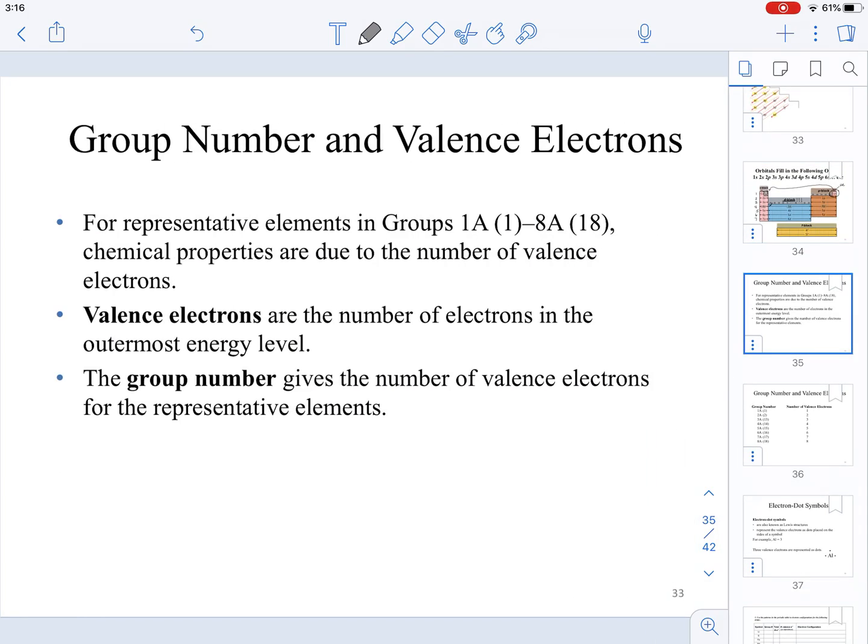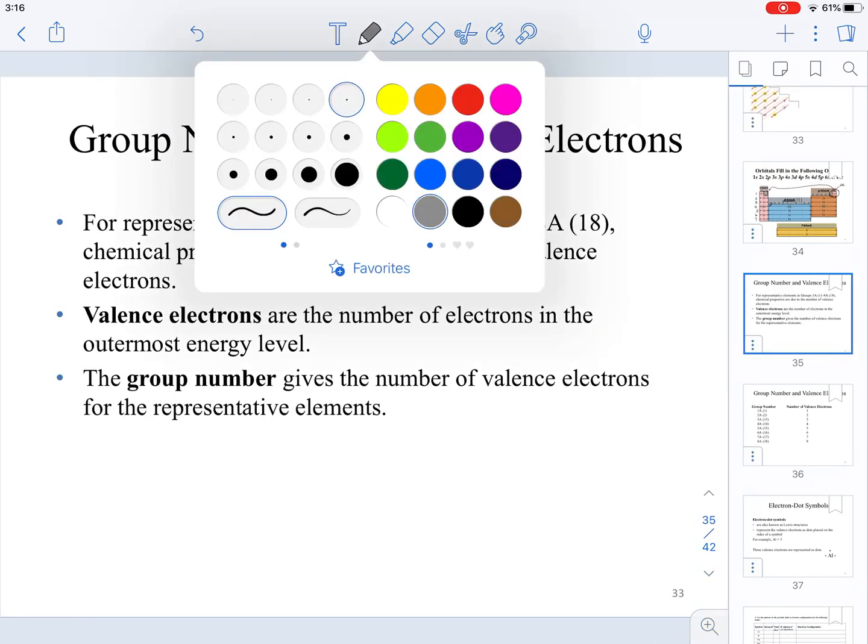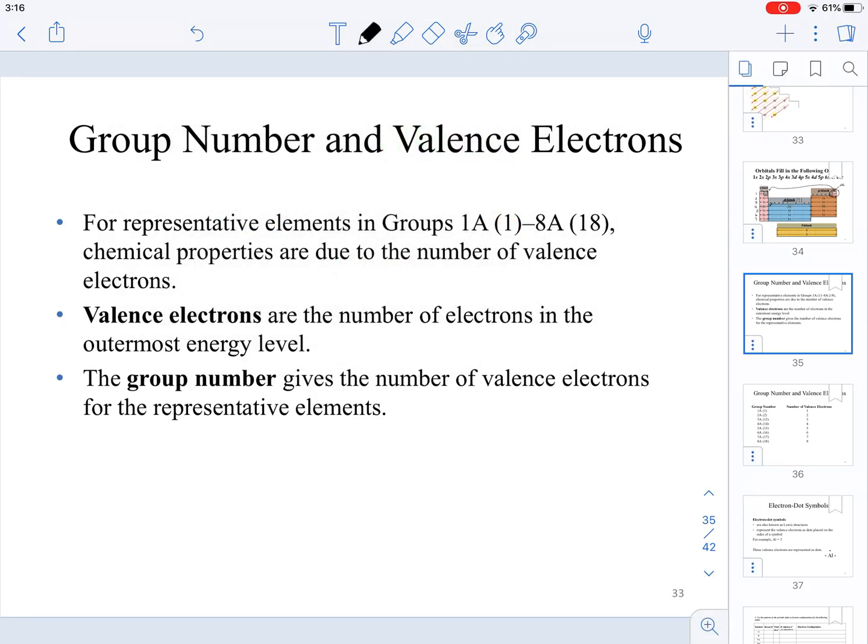The next thing that I want to discuss is the presence of the group numbers and what valence electrons are. Understand that the representative elements, those in group 1A to 8A, are going to have a specific number of valence electrons. Within those groups, those elements are going to share similar chemical properties, due to the number of valence electrons. What are valence electrons?